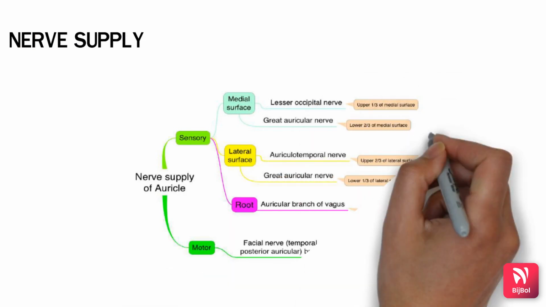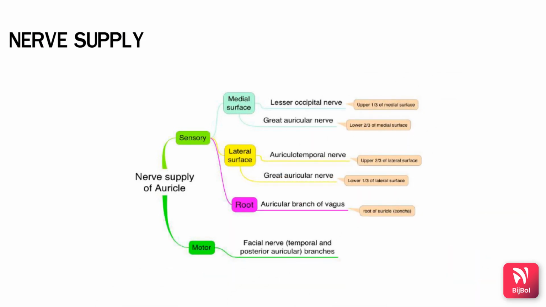What is the nerve supply to the pinna? The nerve supply to the pinna or the auricle is via both the sensory and the motor root. The motor root is the facial nerve, that is the temporal and posterior auricular branches, whereas the sensory root to the medial surface is the lesser occipital nerve and the greater auricular nerve. The lateral surface is supplied by the auriculotemporal nerve and the greater auricular nerve, and the root of the pinna, the auricular branch of the vagus, supplies the auricle.